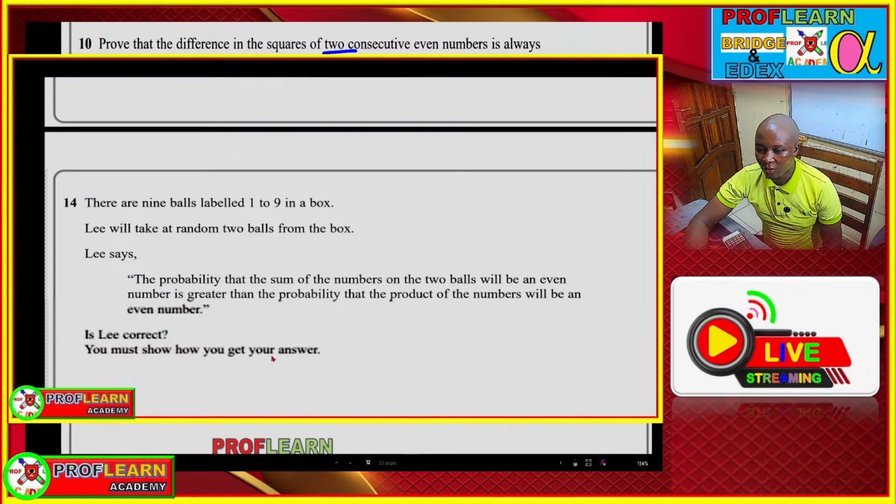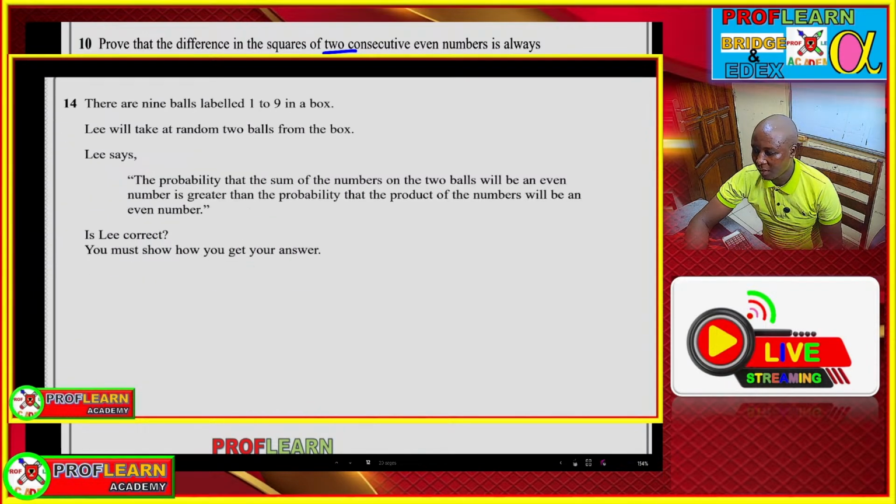Now we have question 14 and the rest of the questions that are remaining. We're going to look at those questions in part 3.